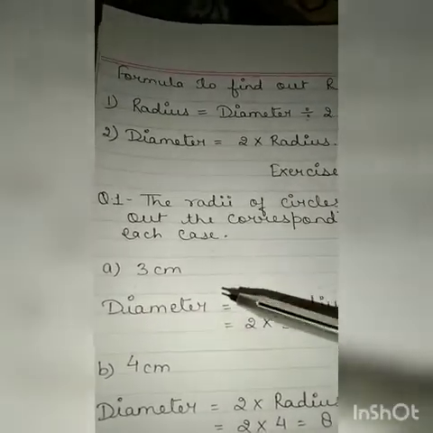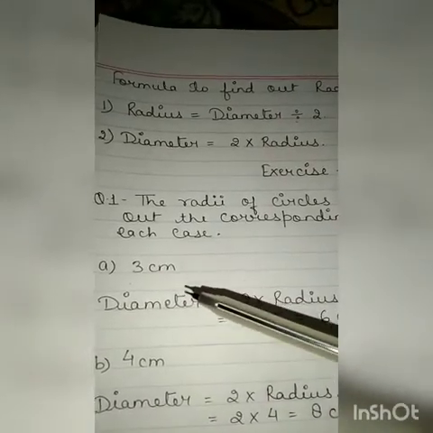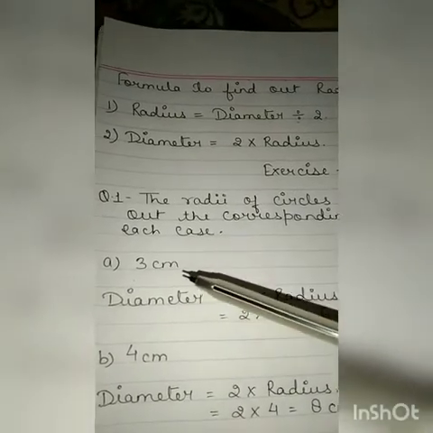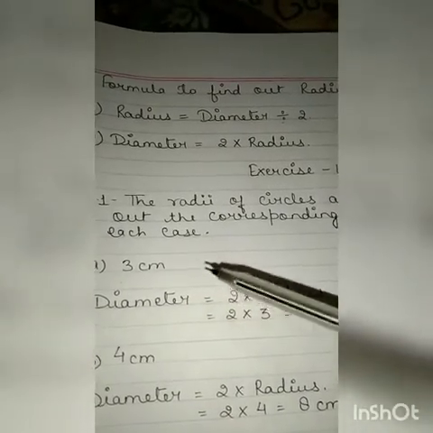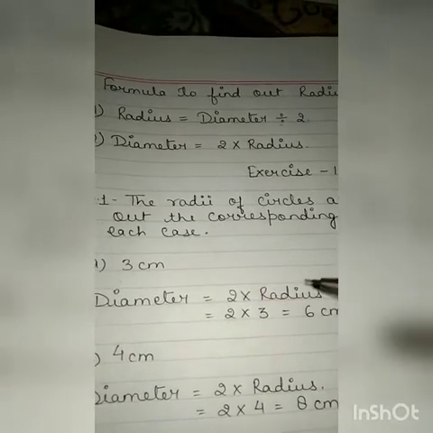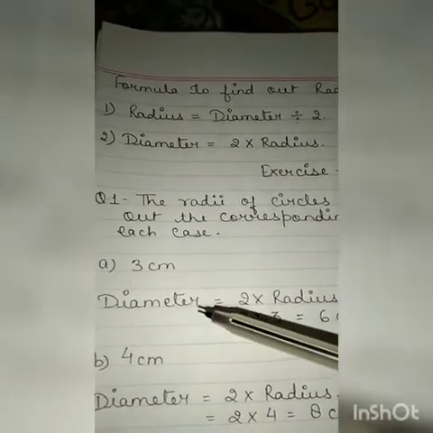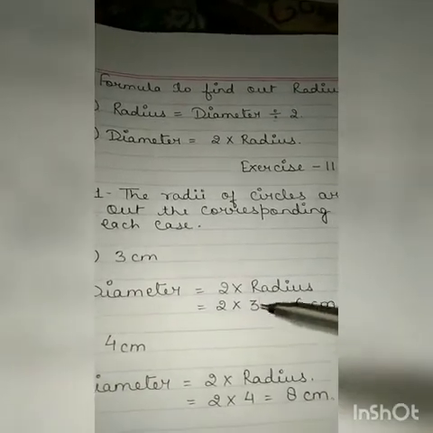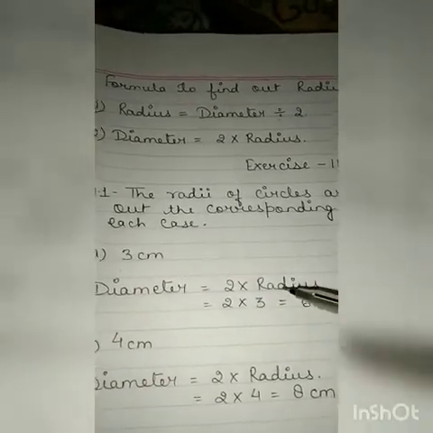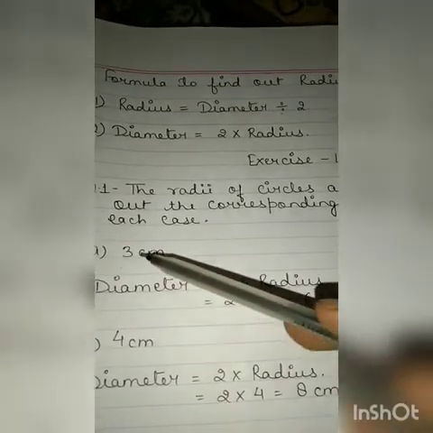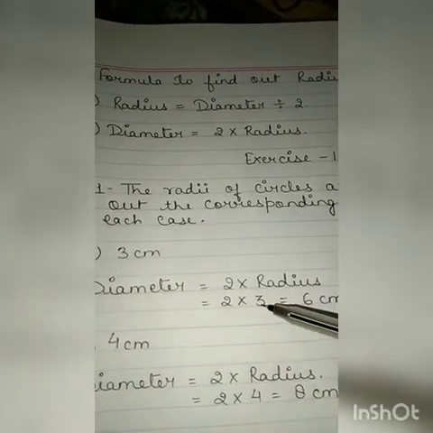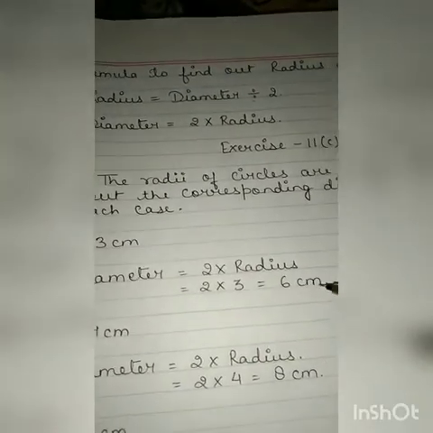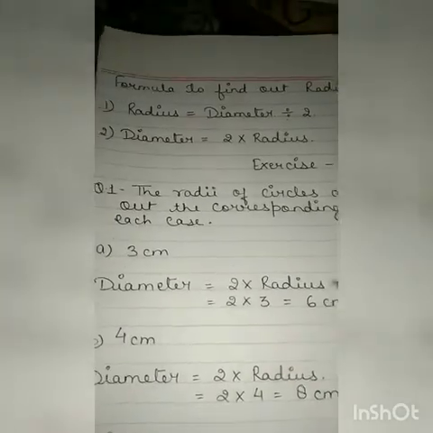So first question, let's see. First question is given 3 centimeter. So 3 centimeter is the diameter. Sorry, 3 is the radius of this circle and you have to find out the diameter. So the formula of diameter we will write first. Diameter is equal to 2 multiplied by radius. Radius is given 3 centimeter, so we will write 3 in place of radius. So 2 multiplied by 3 is equal to 6 centimeter. This is simple.